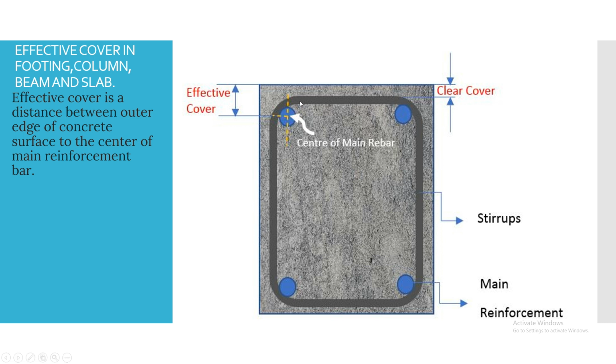Clear cover is the distance between the outer surface or edge of concrete to the outer surface of reinforcement, that is the stirrups, and effective cover is the outer surface or edge of concrete to the center of the main reinforcement bar, not the stirrups. So by the image you would understand what is meant by effective cover and what is meant by clear cover. And this is your concrete surface. These are the types of cover: effective cover and clear cover.